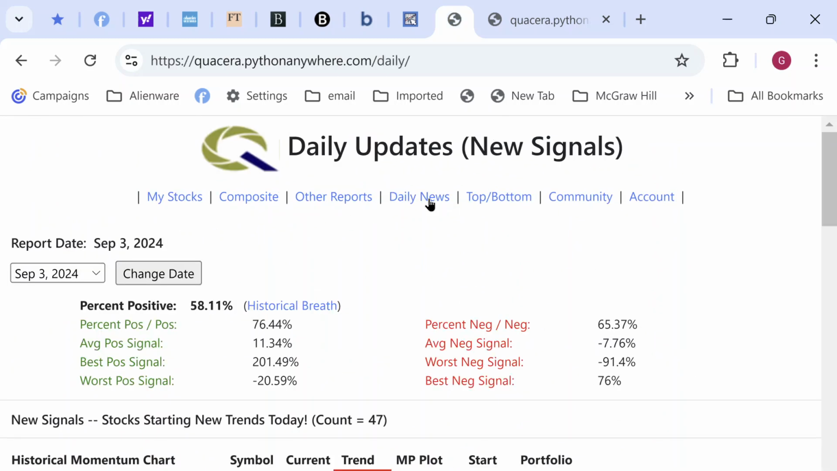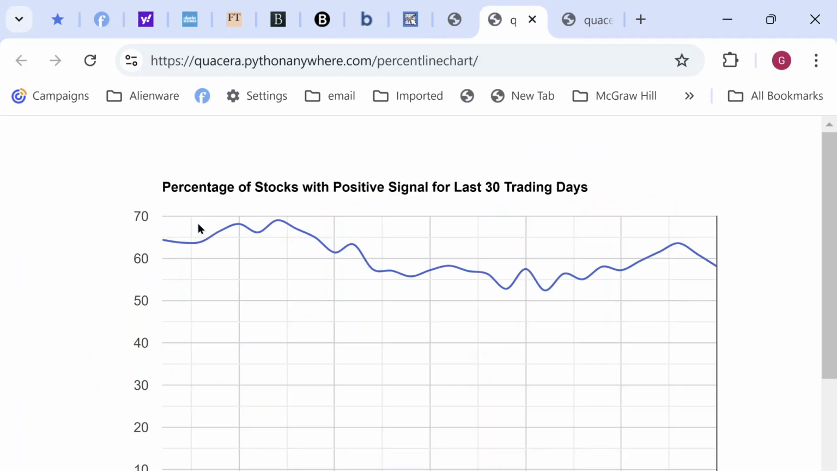And then the daily news is the breadth of the market. 58% of our 1,300 stocks have positive momentum. Look and see how this has done over the last 30 days. Somewhat of a downtrend. You haven't seen a dramatic move in this yet, but this is something to watch if the market starts to weaken.